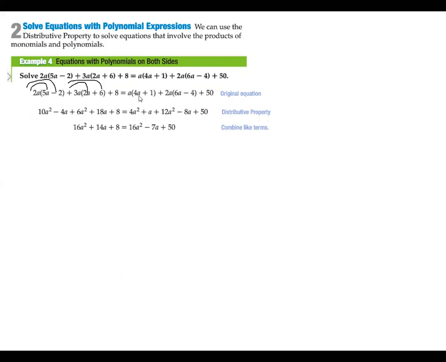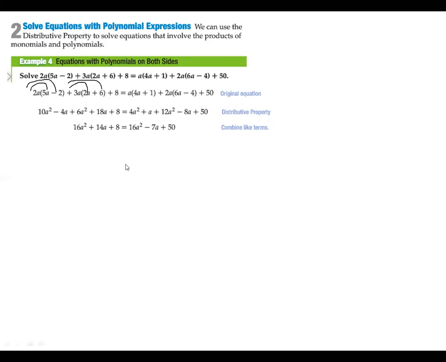Now, I want to say something. You simplify each side of the equation before bringing variables on either side. Okay, so I didn't add the 10a squared, the 6a squared, the 4a squared, and the 12a squared all together at once. I did each side of the equation separately.